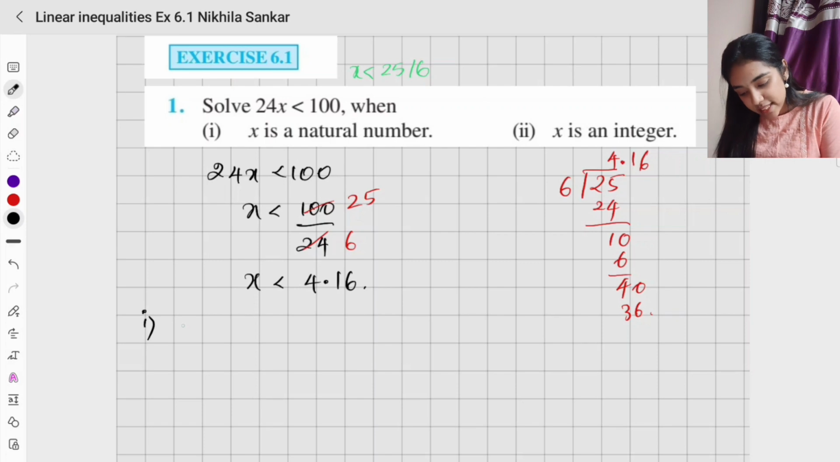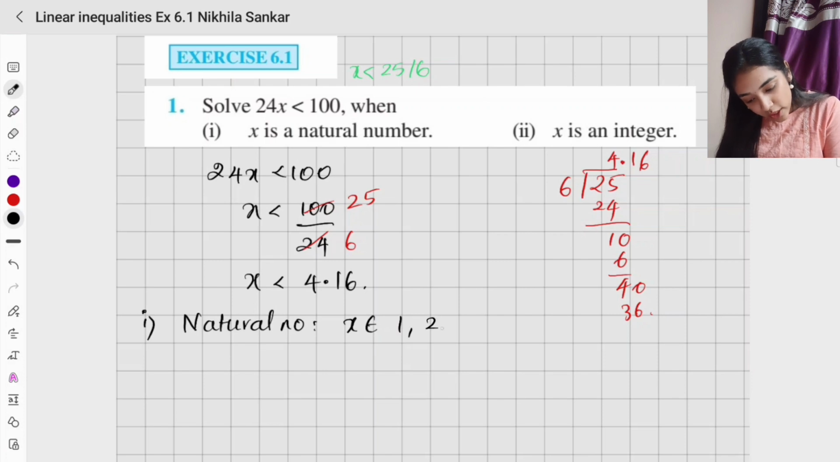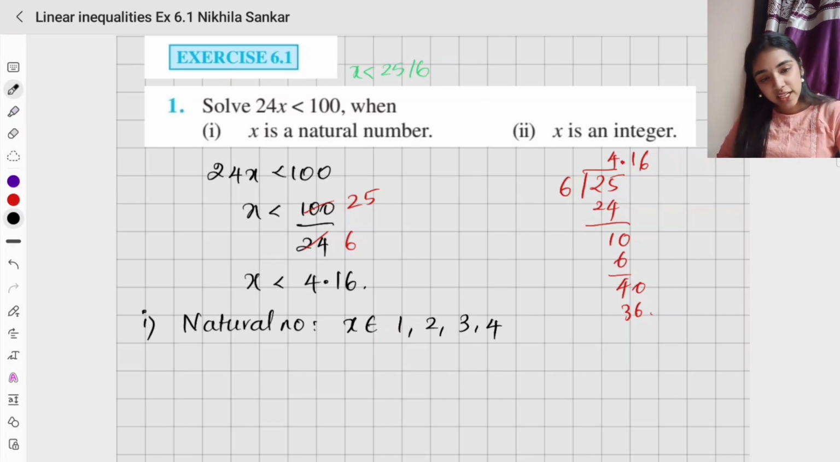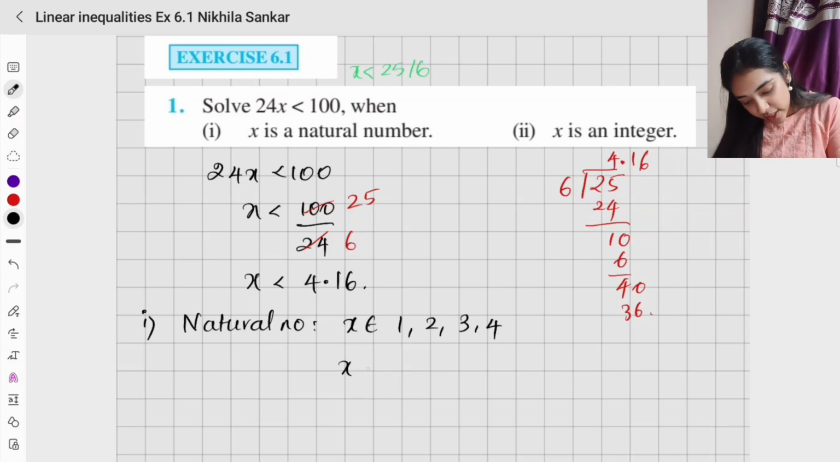First subsection, x is a natural number. Natural number na, my natural number starts from 1. So x belongs to the values 1, 2, 3, 4. The value is less than 4.16, so it includes the value 4. Okay. So x oda value enna? This is my solution set. Okay, this is how you write your final answer.